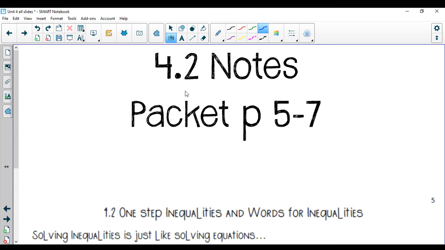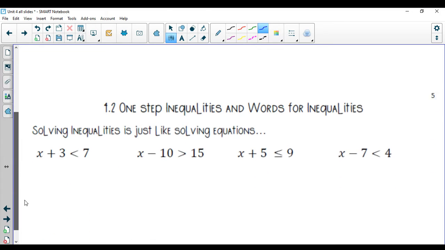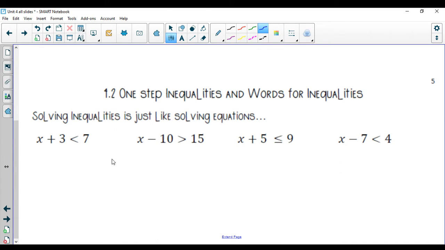This is lesson 4.2 in your notes packet. This is pages 5 through 7, one-step inequalities and words for inequalities. One-step inequalities: solving inequalities is just like solving equations. We're going to go ahead and drop a line down from our equal sign.